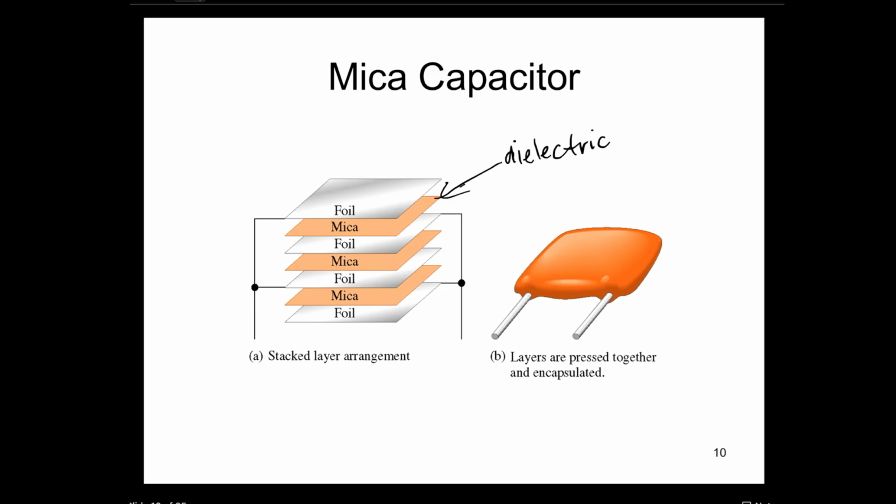right? And then you'd have one plate which could be at one point in time positive and the other point negative. And now you've got two positive plates, two negative plates, that as a result it's giving you more plate area and more capacitance by this design. And this is basically a wafer or layer type mica capacitor.